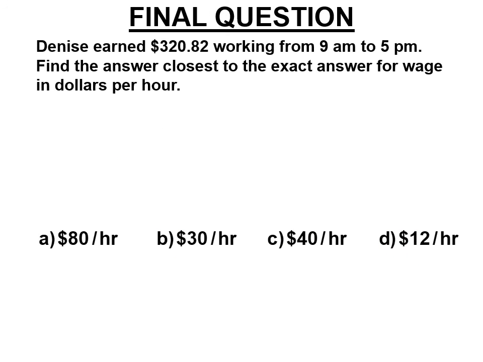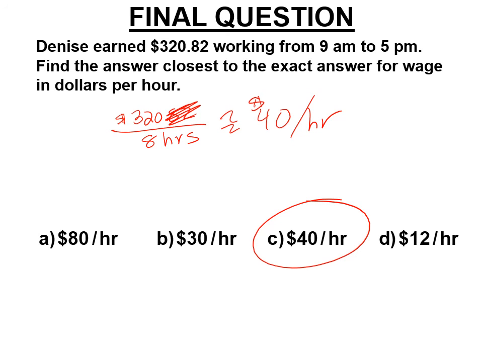So Denise earned $320.82 from working from 9 to 5, right? 9 to 5, standard working hours for many people, right? From 12 to 5 is 5 hours, and 9 to 12 is 3 hours, right? 10, 11, 12. That gets 3 hours. So she worked for a total of 8 hours. Find the answer closest to the exact wage. Well, what I'm trying to get you to do is get rid of the 82 cents. Oh, 8 goes into 32, right? 4 times. So this is around $40 per hour. Now, you could sit there and do all the work, but in a multiple choice, if the answers aren't close, you didn't really need to. All right, good luck on the test.